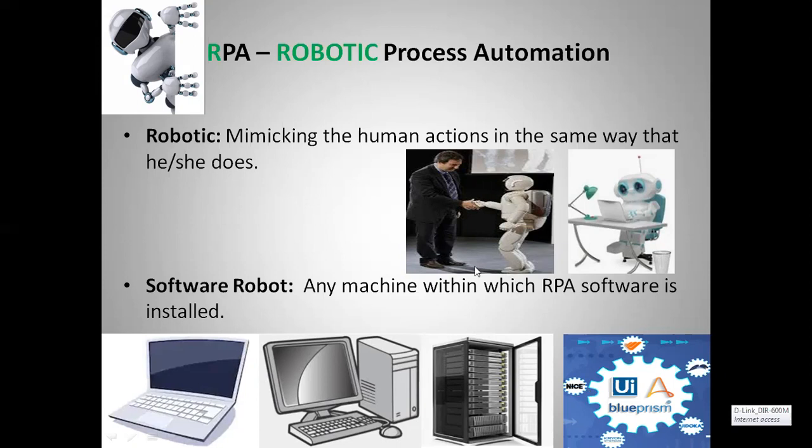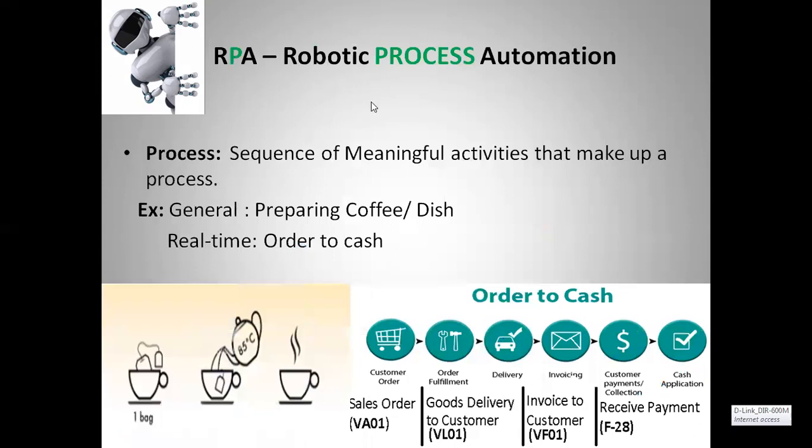So what kind of user actions are we gonna get done with these software robots? Let us see that. But before that, let me explain what a process in RPA is. A process is a sequence of meaningful activities. In RPA context, process means a business process. Every business organization has got their own business processes, right? In general life, preparing a coffee or dish could be a process because it involves a sequence of steps. As you see in here, these sequence of steps are required to prepare a coffee, right?